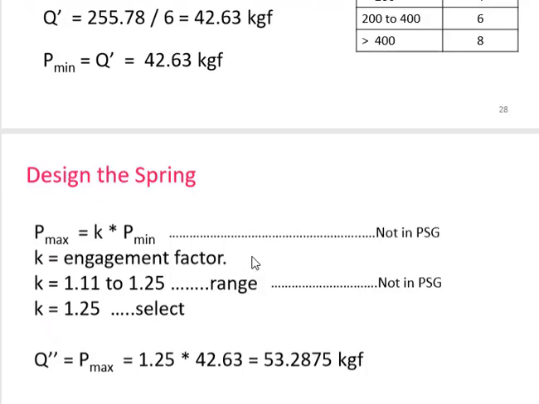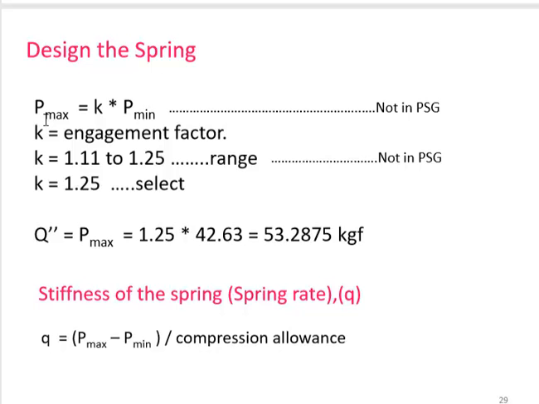Now we are interested to find out what is P maximum. Now P maximum is k multiplied by P minimum, where small k is called the engagement factor. The range for the engagement factor is 1.11 to 1.25, so select the value as 1.25. Since we know P minimum, which can be multiplied by the engagement factor, P max turns out to be 53.2875 kgf.